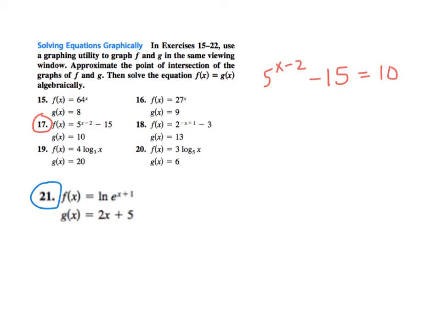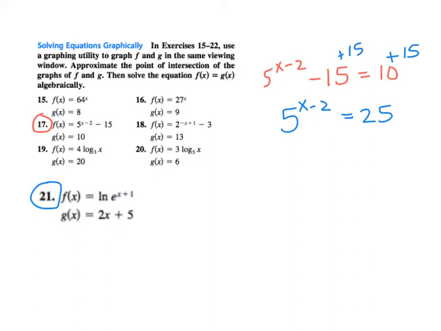All right, problem number 17 asks us to estimate the point of intersection of graphs f and g and then find where they're equal to each other algebraically. I'm going to reverse this process and start solving first. So I'm going to simply set f of x equal to g of x like I have here. I'm going to add 15 to both sides to get 5 to the x minus 2 equal to 25.